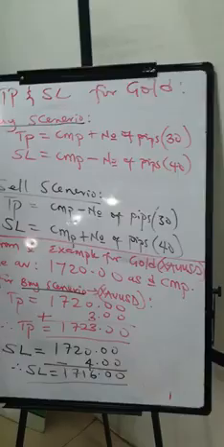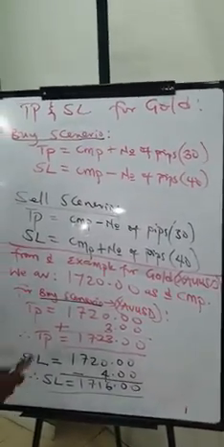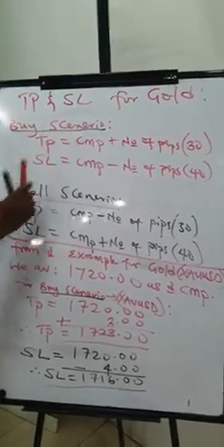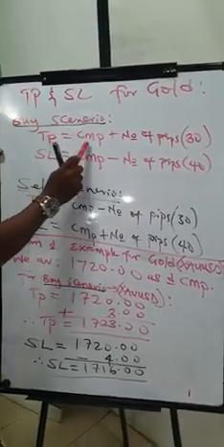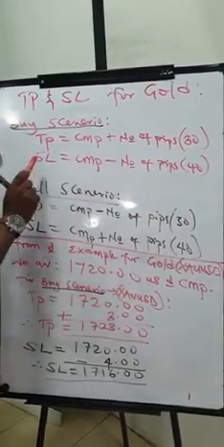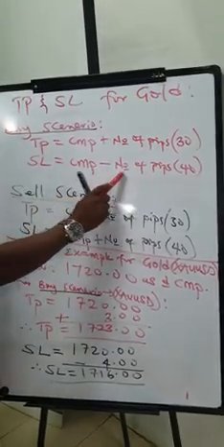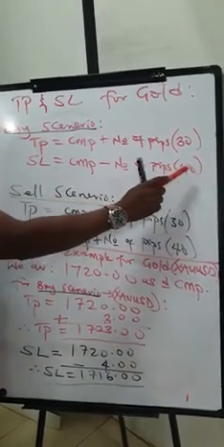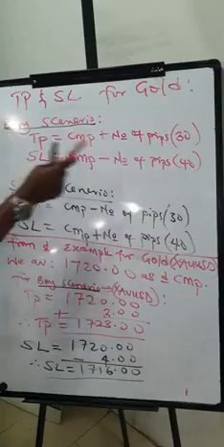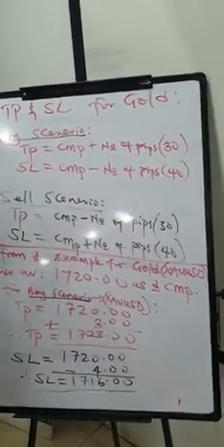Thank you. Welcome back. The TP and SL for gold is what we want to calculate now. The buy scenario is TP equals current market price plus number of pips, and we said we consider 30 pips. Then the stop loss is current market price minus the number of pips. We want to consider using 40 pips. That is, we are risking 40 pips in order to make 30 pips back.